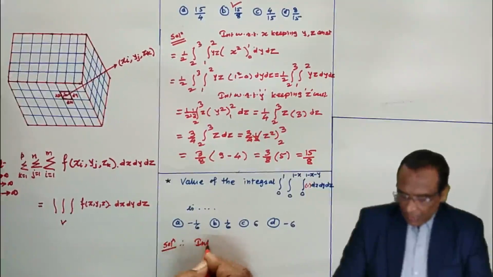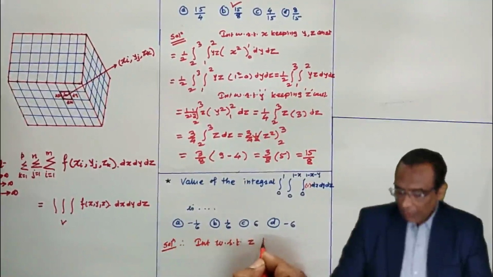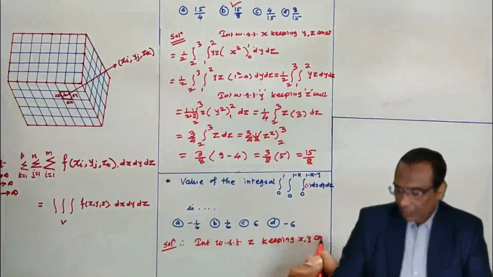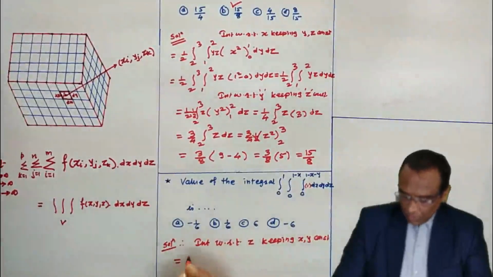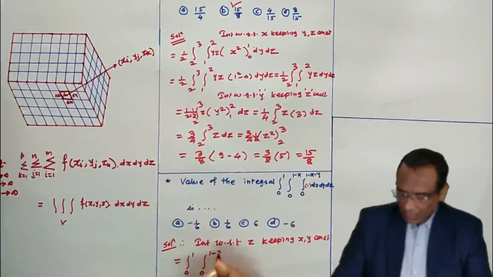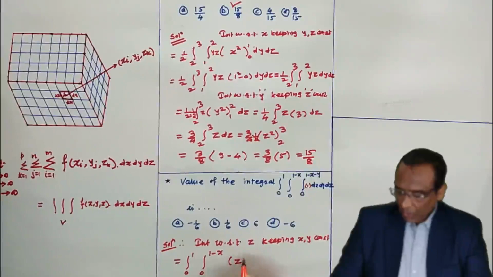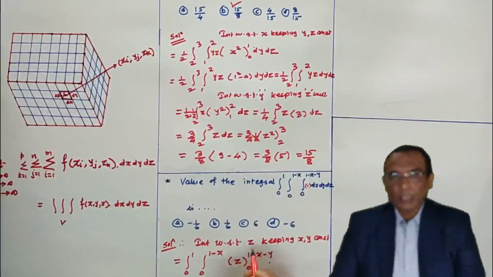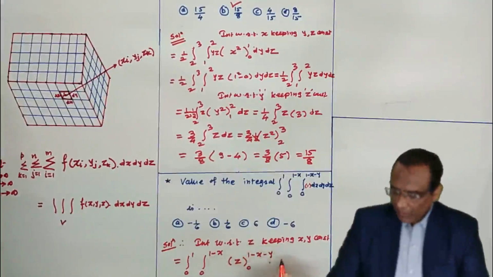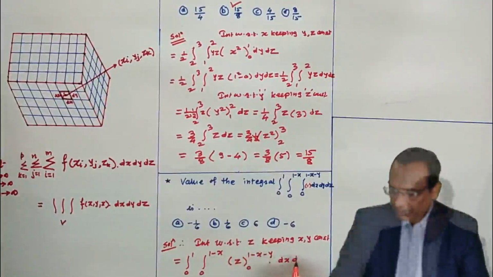Integrate with respect to z, keeping x and y constant. Now, I am integrating with respect to z 0 to 1 as it is, 0 to 1 minus x as it is. Integral of 1 with respect to z is z. Lower limit is 0, upper limit is 1 minus x minus y. Once you integrate with respect to z, only dx and dy will remain.